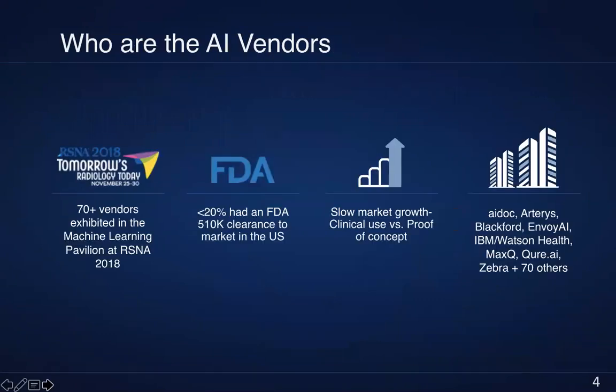So. Vendors. There are more vendors in this market than you can shake a stick at. At RSNA last year, the Radiological Society of North America, there were more than 70 vendors who exhibited in a machine learning pavilion, which was an area dedicated strictly to AI. And the vendors are broken into 2 primary areas. There's single solution vendors, which is probably 90% of the marketplace.